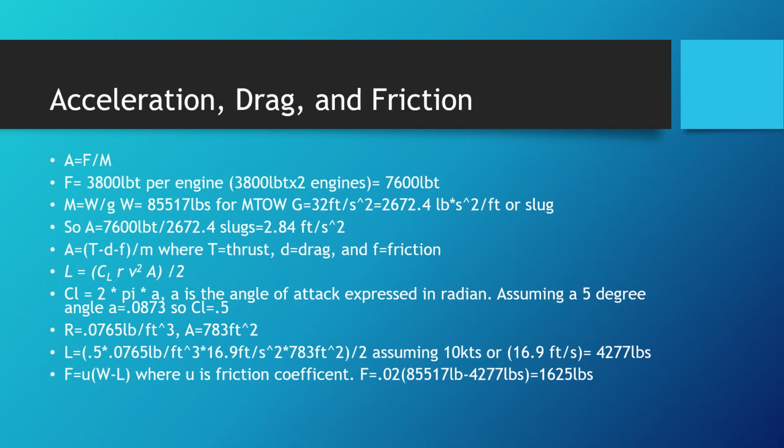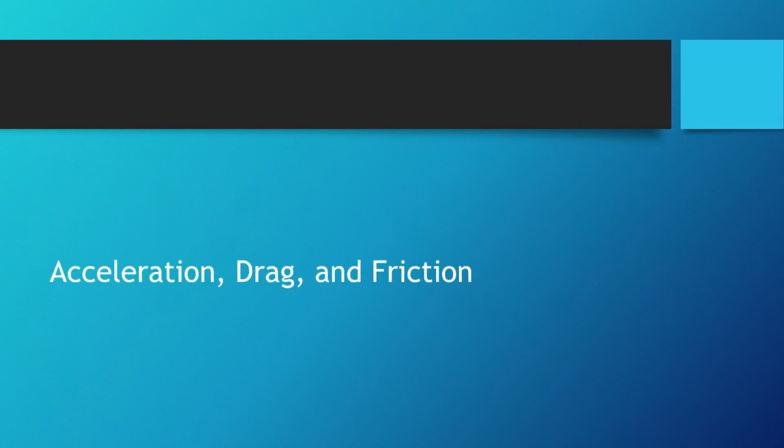Then the next thing here, we want to plug it into our friction equation. In our friction equation, mu is the friction coefficient, which for general tarmacs is usually around 0.02, so that's the one I used. We're going to take that 0.02 times our W, which is the weight, 85,517 pounds, I'll change that, and then minus 4,277 pounds, and it ends up coming up with about 1,625 pounds of friction force. All right, so the next part of this, talking more about acceleration, drag, and friction.